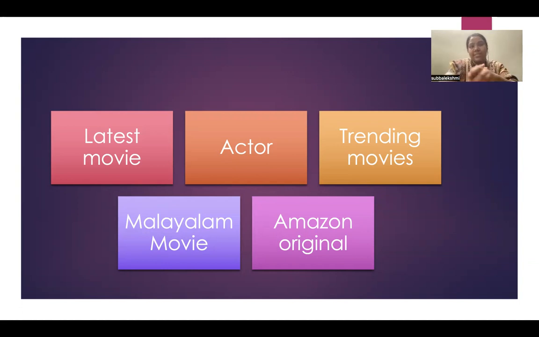So when we look at this, all these are subheadings, right? So this movie will fit all the subheadings. So at this current point of time, if I search for a Malayalam movie, this movie will show up. If I search for an Amazon original, this movie will show up.